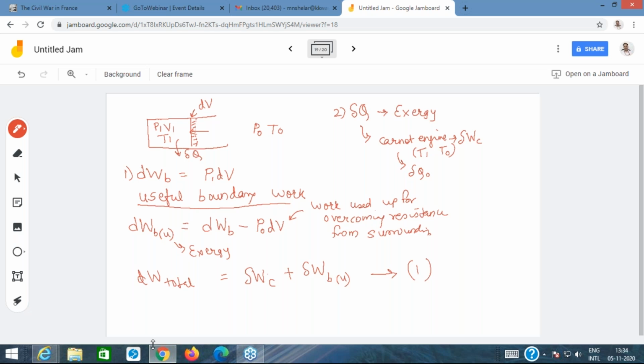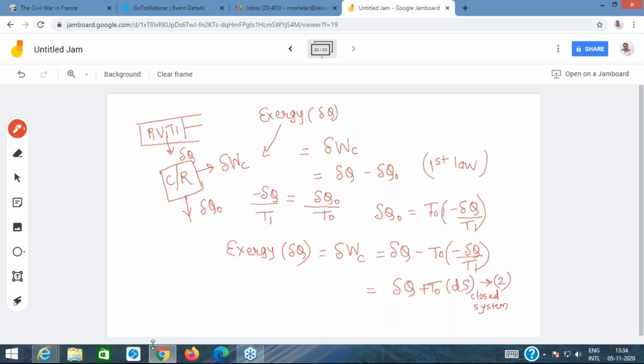What is del WC? Del WC, as I have calculated here, is equal to the exergy of del Q, and is equal to del Q plus T naught ds, where this ds is the ds of the closed system, and its value is always negative when the heat is rejected by the closed system. Let us call this expression 2. Now let me calculate the exergy because of the expansion work. Let us go to the next slide.